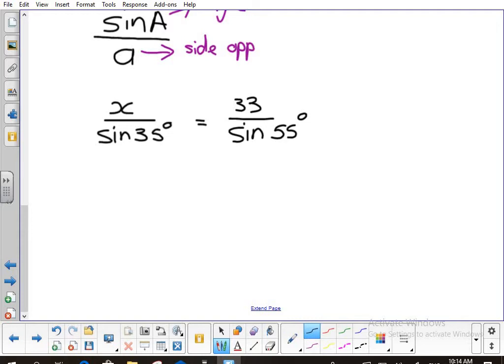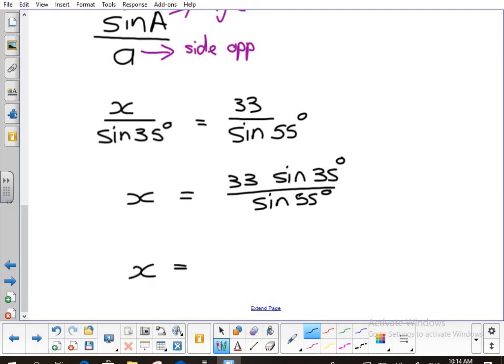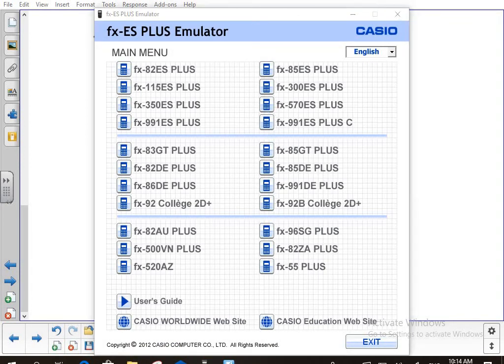The sin 35 was divided, so if I take it across, it becomes a multiply on the other side. And remember, I always say this: multiply gets added to the top, division gets added to the bottom. So have a look here. Now I get 33 times the sin of 35, over the sin of 55. And from here, boys and girls, it is a question of getting your calculator and typing it in.